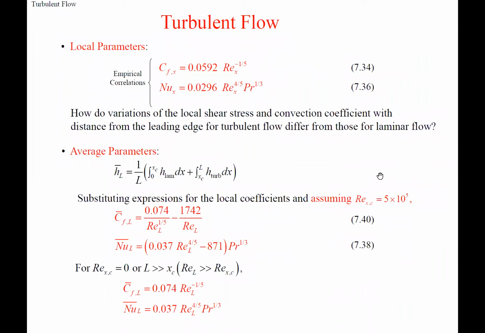All right, so for turbulent flow, we have in local, so this is local right here, empirical coefficients. So that means that was from experiments, okay? So there's not an analytical solution to the boundary layer equations for the turbulent. They do experiments and measure it directly. Okay, so in that case, we get these, okay, for the friction coefficient and for the Nusselt number at the local.